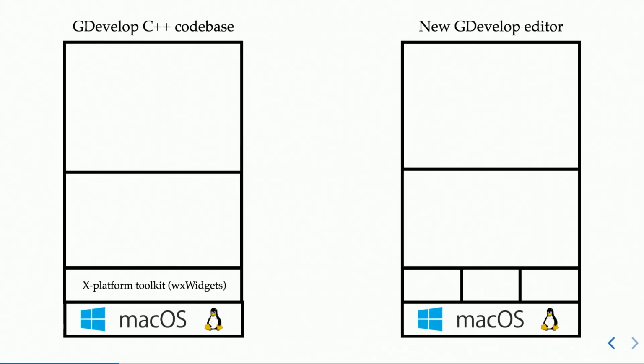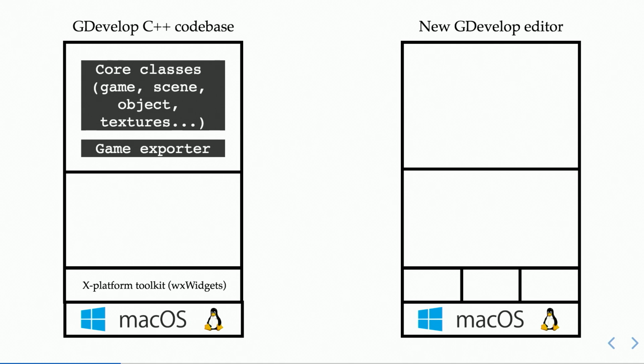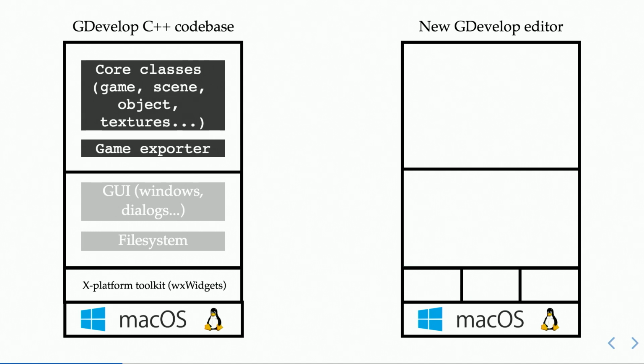Well, let's see. Here is the C++ code base that was existing. It's basically the core classes that describe what a game is, what the textures and the objects are, and all the classes that do the code generation of your game. And then I also had all the graphical user interface and the file system. So all in C++, I was using this toolkit called wxWidgets. So the idea is, can we port this to a new editor?